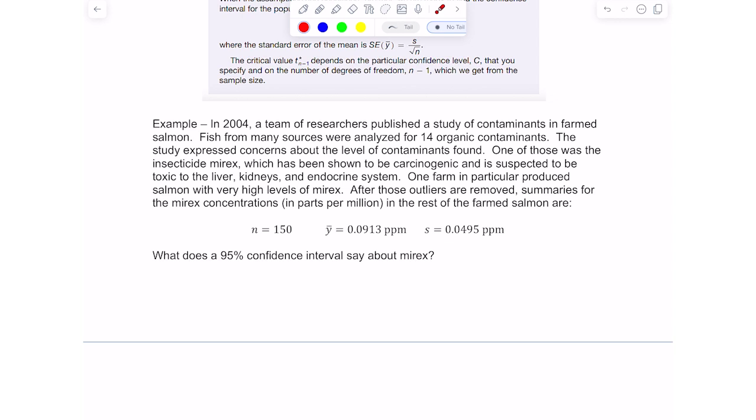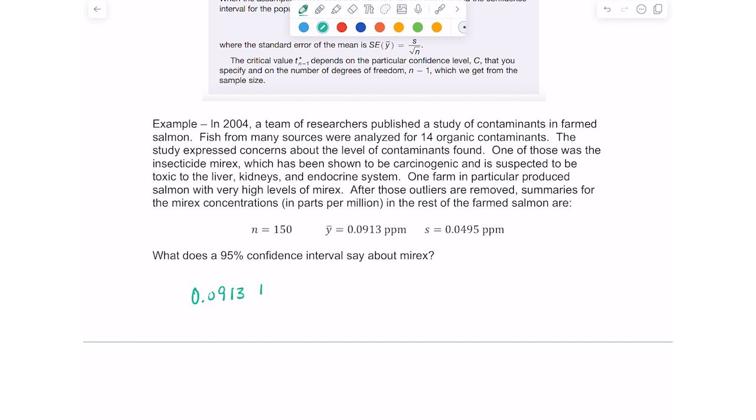After those outliers are removed, summaries for the Mirex concentration in parts per million in the rest of the farmed salmon are given. So we can see our sample size is 150. Our sample mean is 0.0913 parts per million, and our standard deviation is 0.0495 parts per million. What does a 95% confidence interval say about Mirex? So what I need is my point estimate, which we know is y bar, and then it's plus or minus.